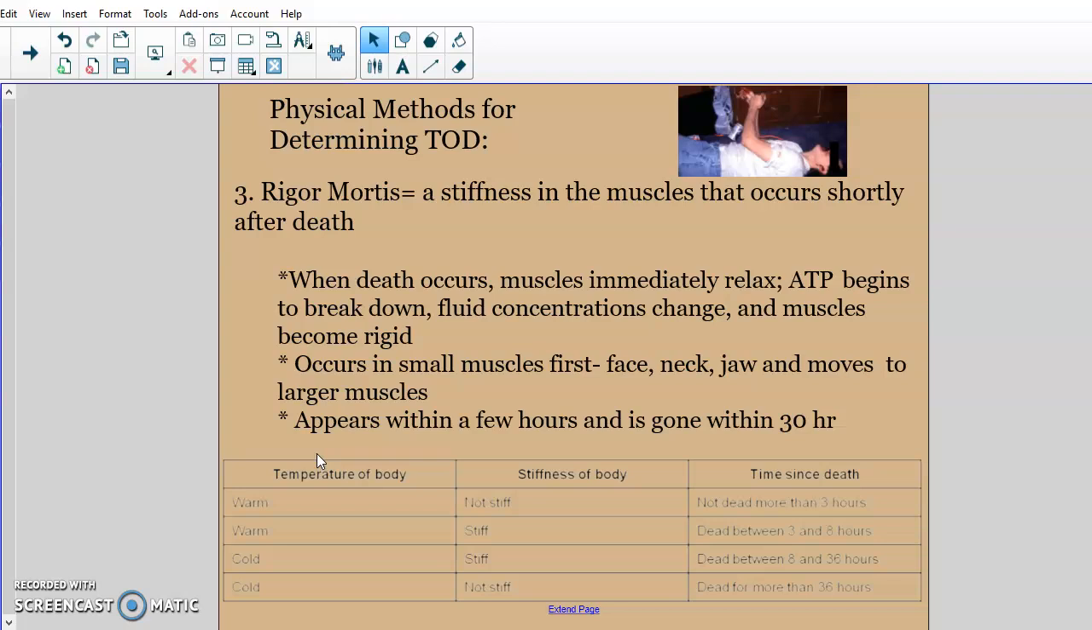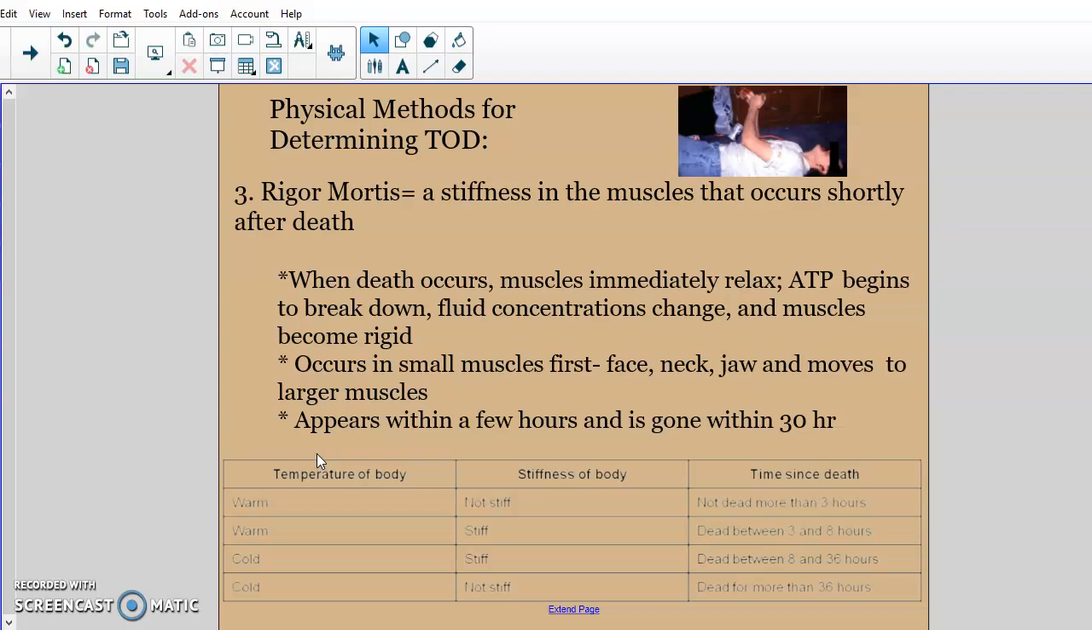If the body is cold but completely relaxed, it usually means the body's been dead for 36 hours or more, so about a day and a half or more. Rigor will have been completely gone. Everything will have been used up, all the ATP and the fluid concentrations, and the muscles will relax themselves again.